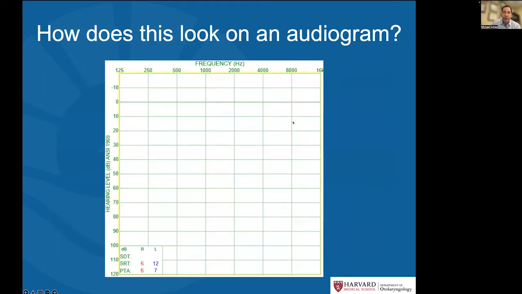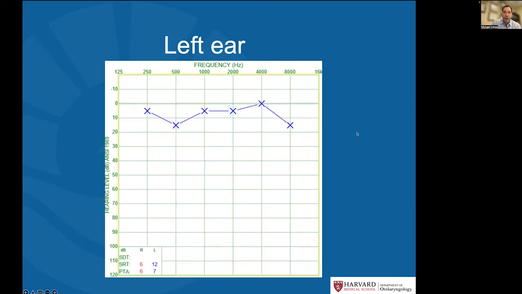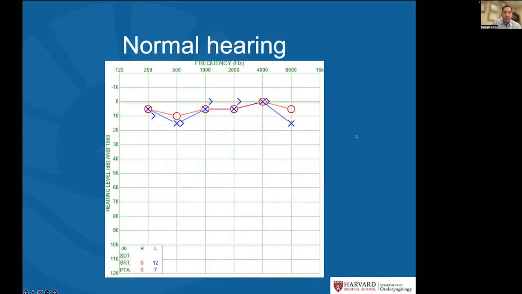So what does this look like on a hearing test? Many patients with Myrie syndrome will have had a number of hearing tests, and let's talk a little bit about how to interpret that. So on a hearing test, the right ear is represented with circles, and typically they are red if it's a hearing test that's in color. The left ear is in blue and is represented by X's. And this is what a hearing test with normal hearing would look like.